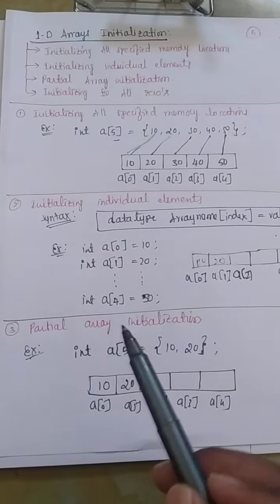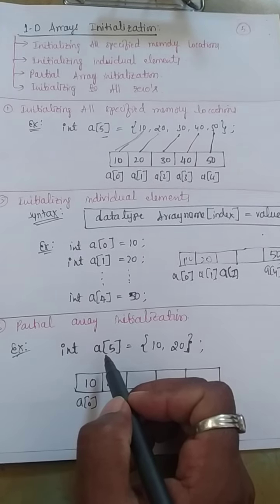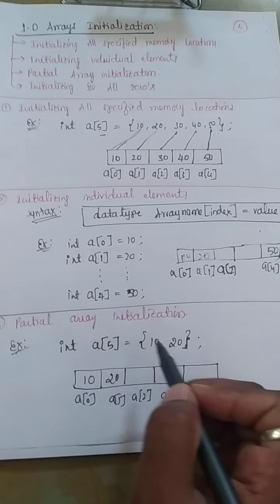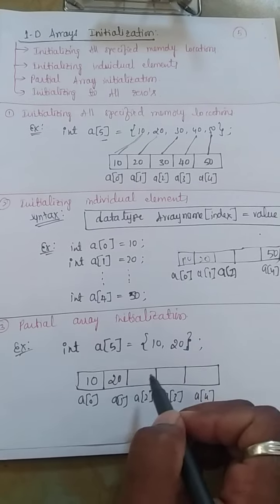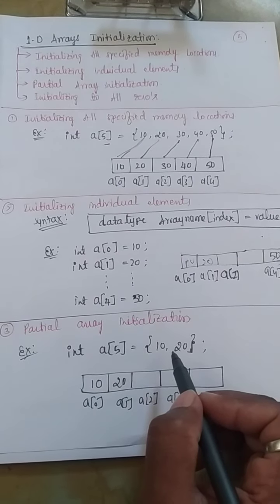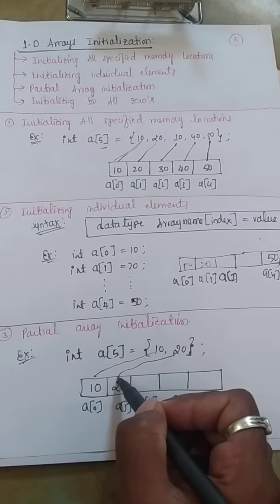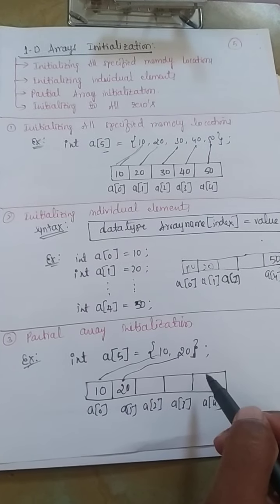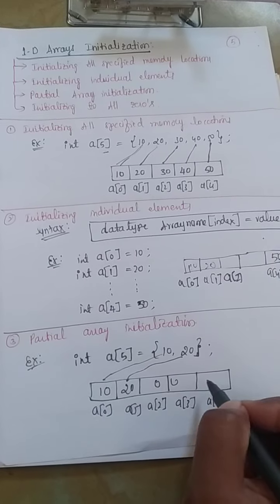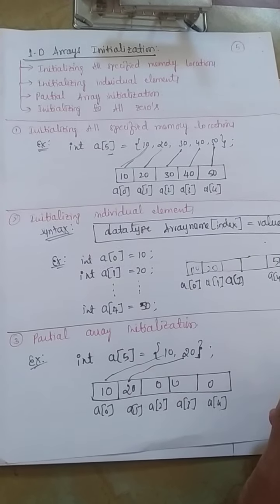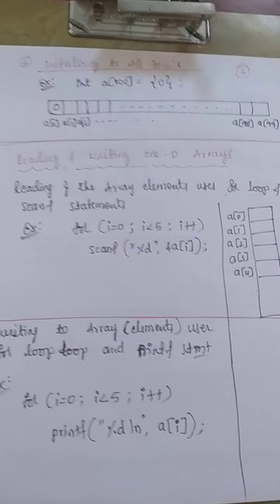Next one, partial array initialization. What do you mean by partial array? In the sense, whatever size of array you declared will be more, but initialized values will be less. Here the size is 5. It means 5 memory locations are there. But how many elements have you initialized? Only 2. It means the first element will be stored here, second element here, and the remaining locations will be empty. It means they would be wasted. So by default, these will be filled with zeros. Got it? This is called partial initialization.